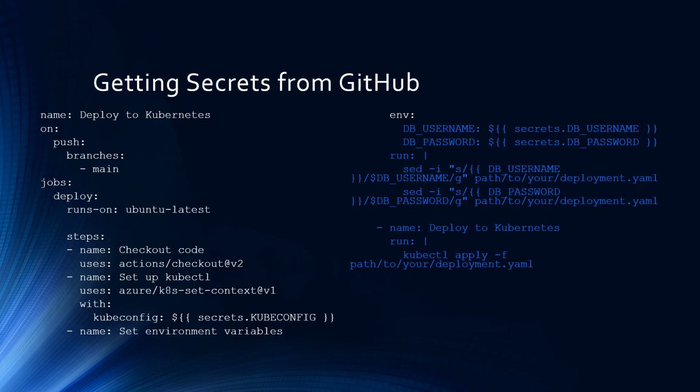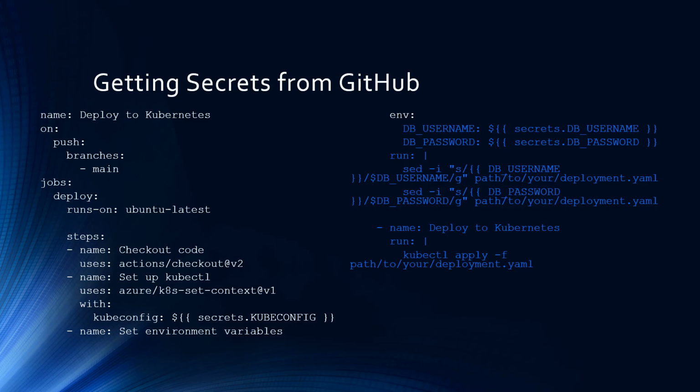These secrets are then accessed securely during the deployment process using the secrets context. A key part of this approach is the use of environment variables and sed commands to replace placeholders in your Kubernetes manifests. This allows you to keep your base configurations in version control without exposing sensitive data.